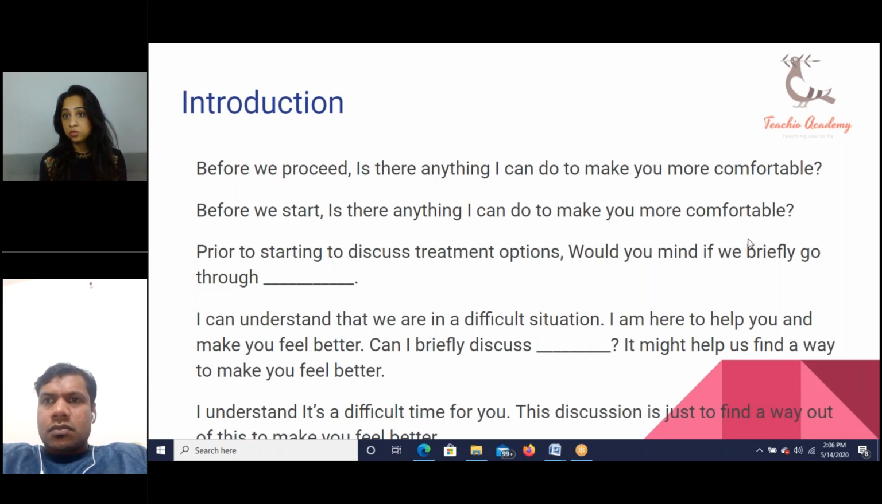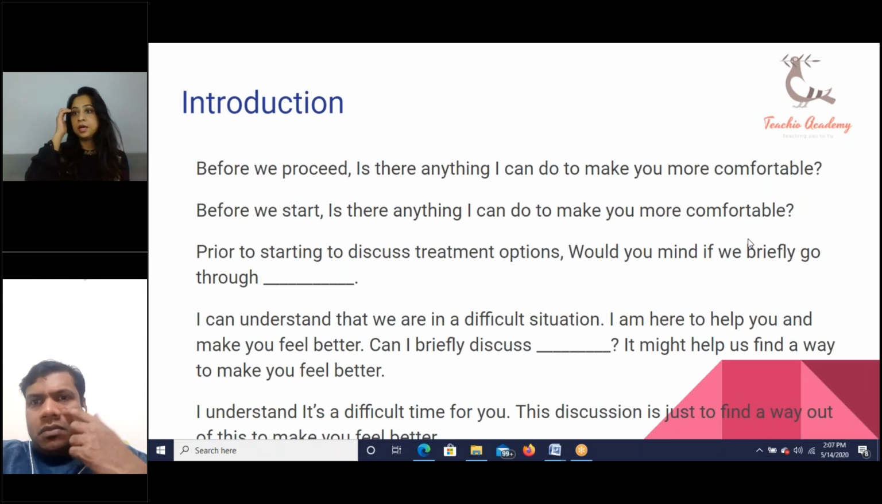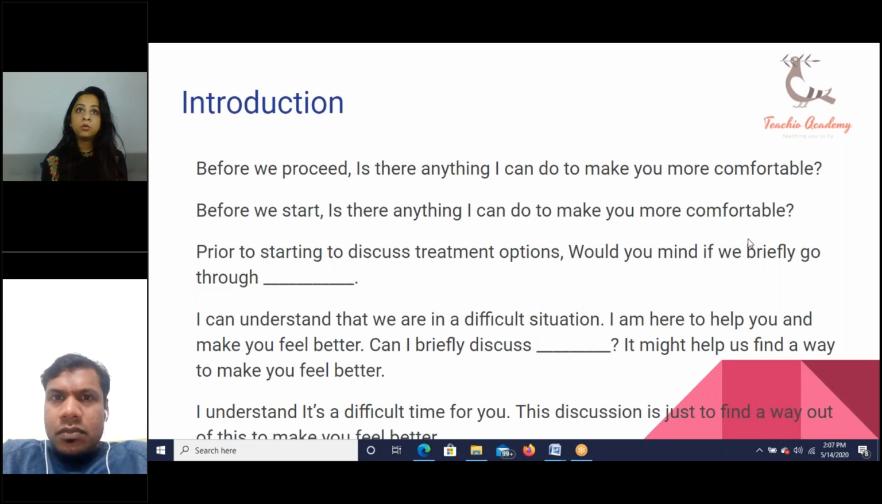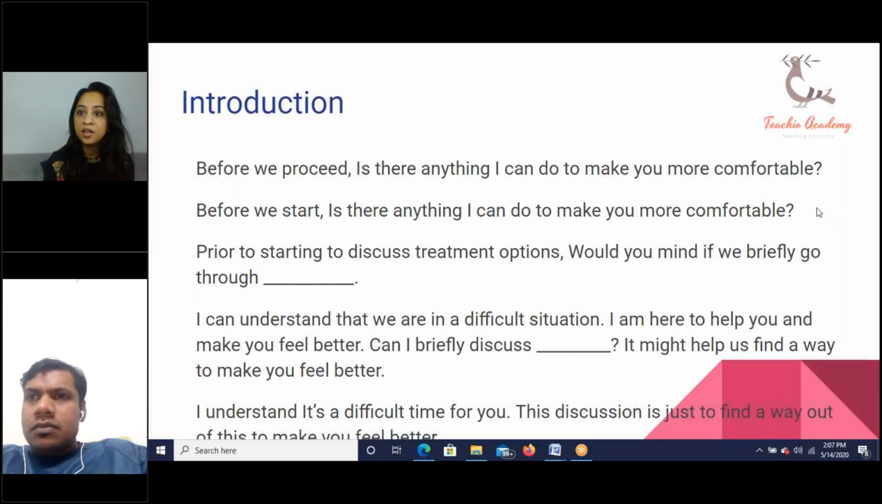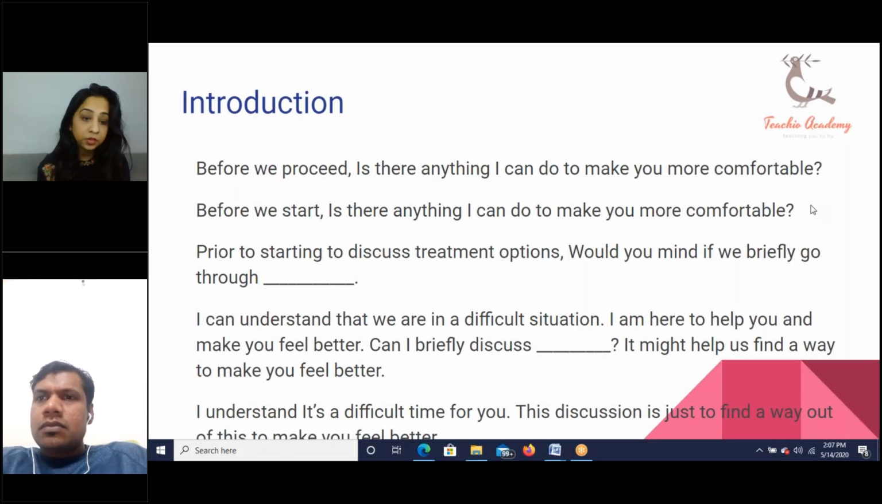Another thing that we can use: lots of times you get examples where the patient starts asking you about treatment and your task first asks you to just take a brief history. If you have that task, you can use the third line, which is, "Prior to starting to discuss treatment options, would you mind if we briefly go through your medical history?" So you can use that line in that sense.